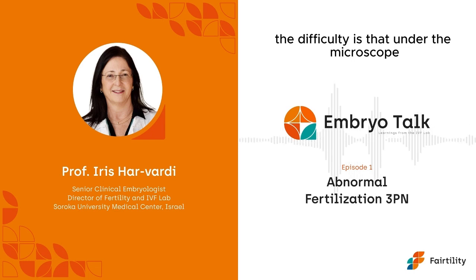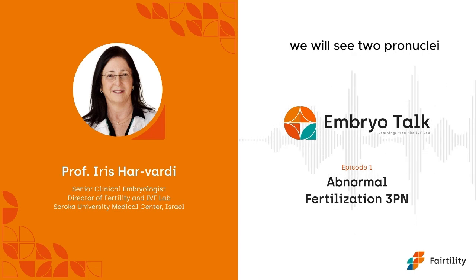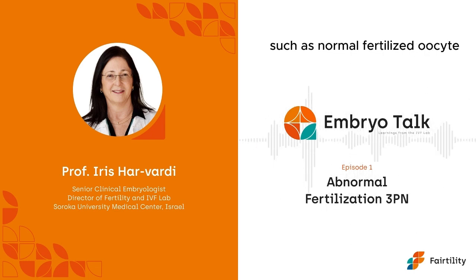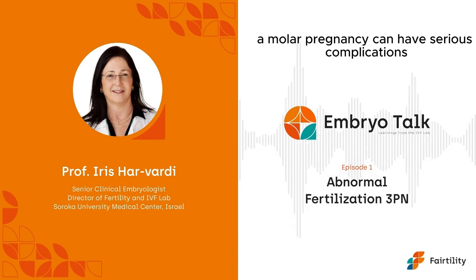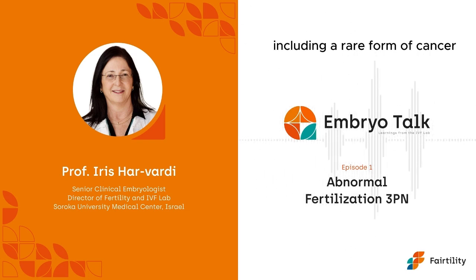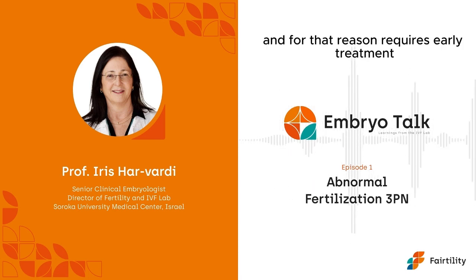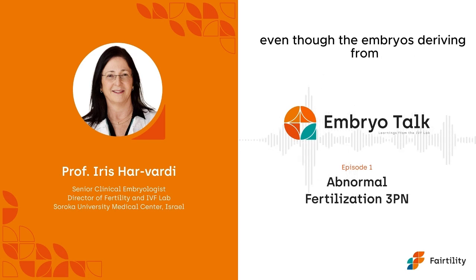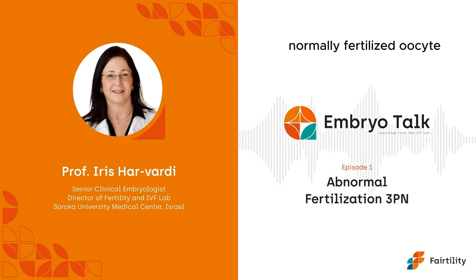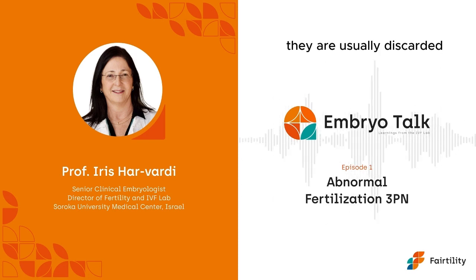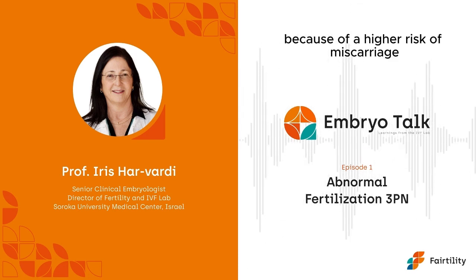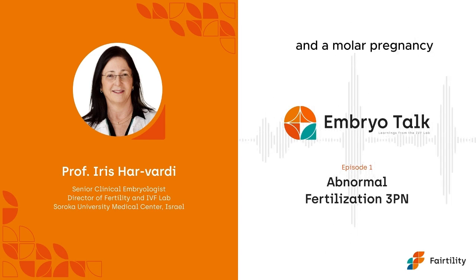The difficulty is that under the microscope we will see two pronuclei, like a normally fertilized oocyte. However, they are only of paternal origin. A molar pregnancy can have serious complications, including a rare form of cancer, and for that reason requires early treatment. Even though the embryos deriving from abnormally fertilized oocytes are capable of normal in vitro development, they are usually discarded because of a higher risk of miscarriage and of molar pregnancy.